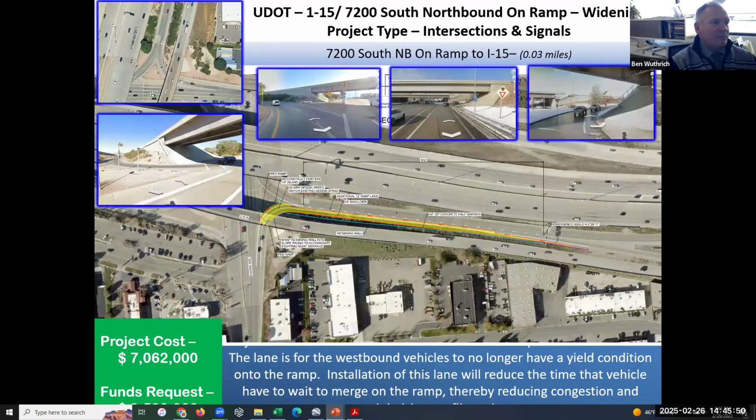Next request is from UDOT. This is to address the 7200 South northbound on-ramp. This will widen the on-ramp with an additional lane to remove or eliminate the weaving as cars enter onto the ramp. This is estimated at $7+ million, with the funds being requested $3.5 million.